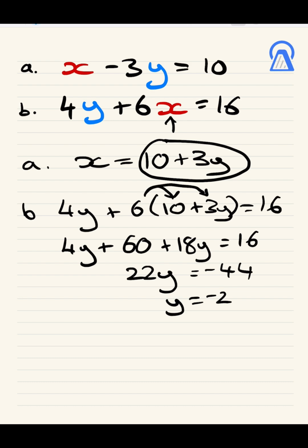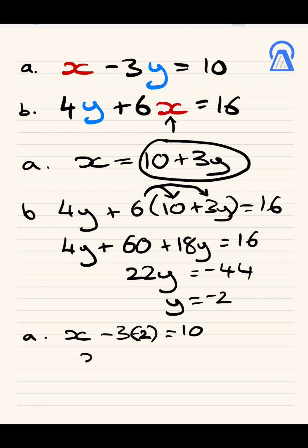Right, so I've now got a solution for y, but I still need to find my x. So I'm going to go back to one of the original equations, which is A, and put in y is negative 2. So I'm going to go with the first one. A is x minus 3 lots of y, which happens to be negative 2, that makes 10.